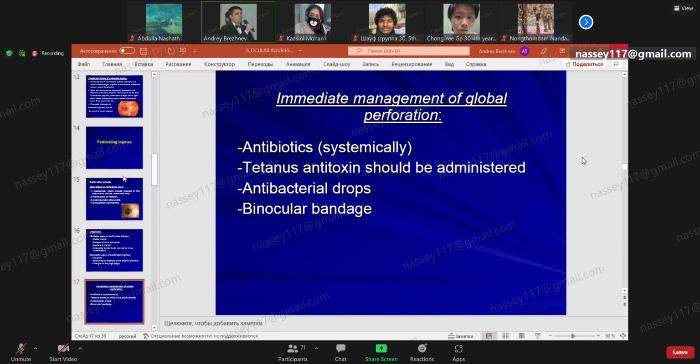Let's continue our talk today, and we'll continue with the immediate management of global perforation. This includes systemic antibiotics, antibacterial drops for local topical treatment. Then tetanus antitoxin should be administered if necessary, and a binocular bandage. If it's a painful condition, we can use analgesics to decrease the intensity of pain.